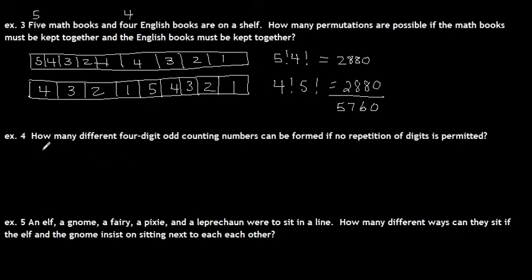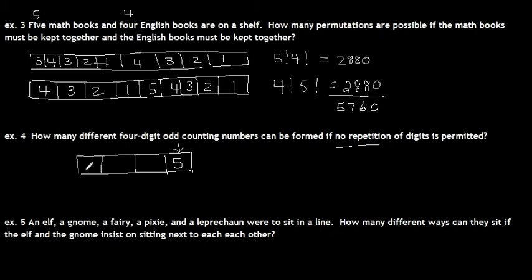Okay, example 4. How many different 4-digit odd counting numbers can be formed if no repetition of the digits is permitted? So this is the same thing, we're going to make 4 spots here. Now we wrote the counting numbers before, 0 to 9. If it's odd, there's only 5 odd numbers in the counting numbers. So we're going to put the 5 right here. We're going to use that first. This one's no repetition is allowed. So 4-digit counting numbers. Okay, we can go to the next one.